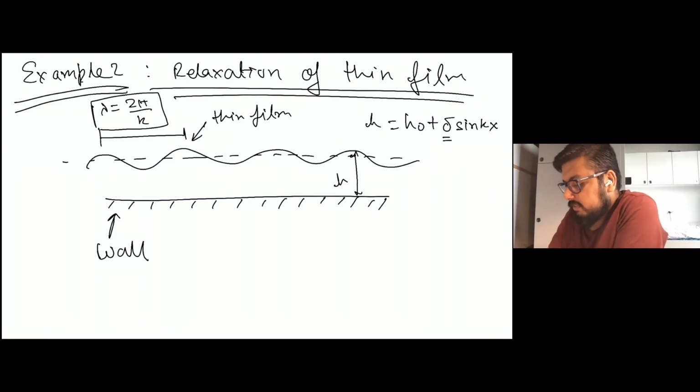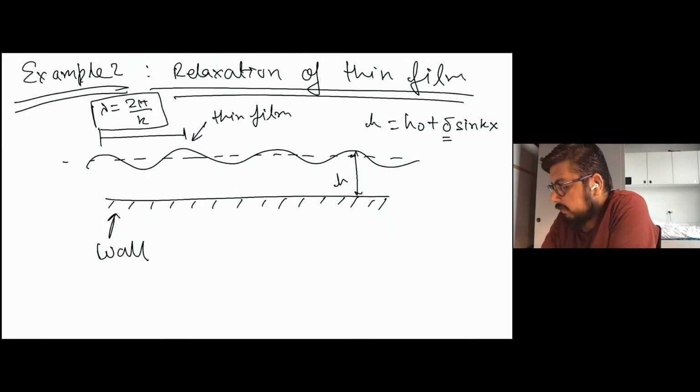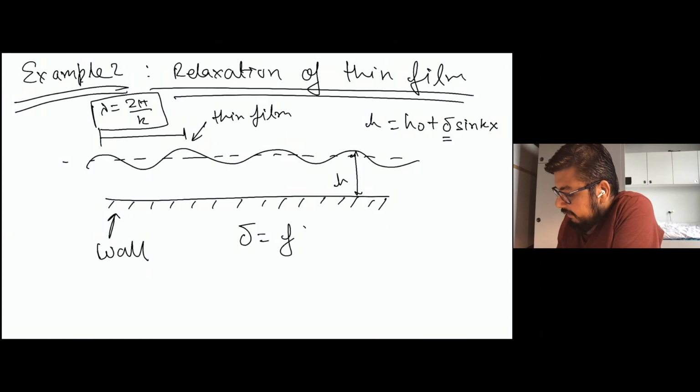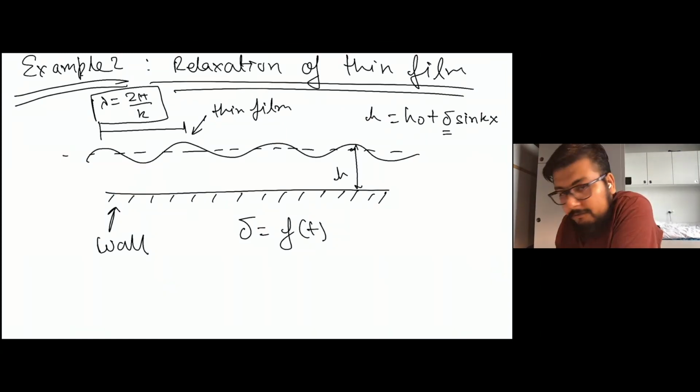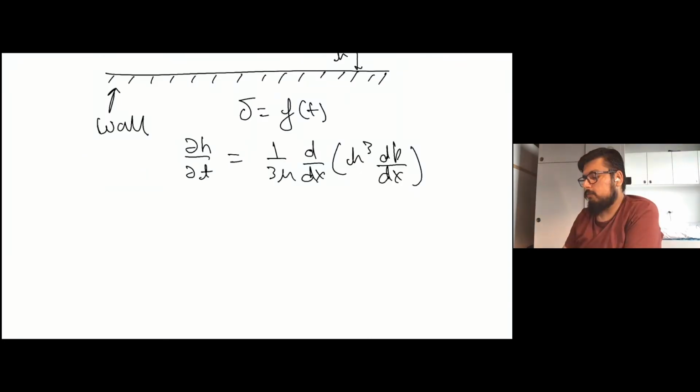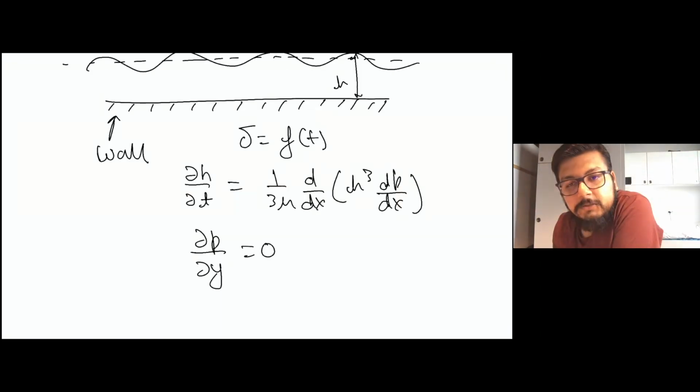So of course we already know what lambda and k are, and we know what h naught is, and we would like to know how delta behaves in time. So the idea would be, can we find this delta as a function of time? And for that, let's write down the relevant equations. So we have dh by dou t is equal to 1 by 3 mu d by dx of h cube dp by dx. And of course, we have that dou p by dou y is 0. For this problem, we first need to understand what is the value of this pressure.